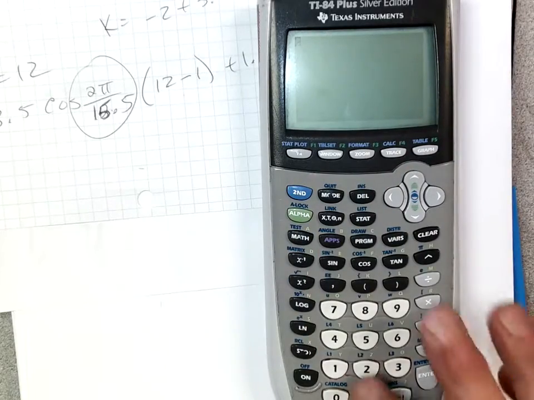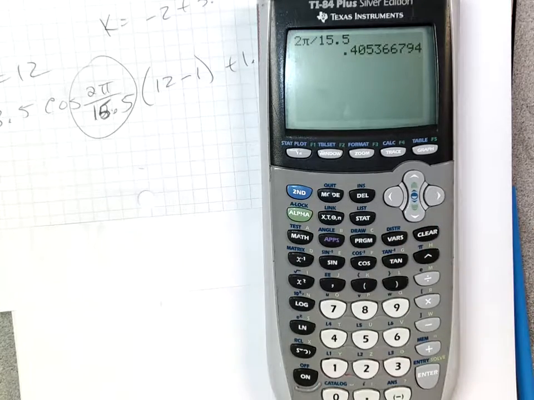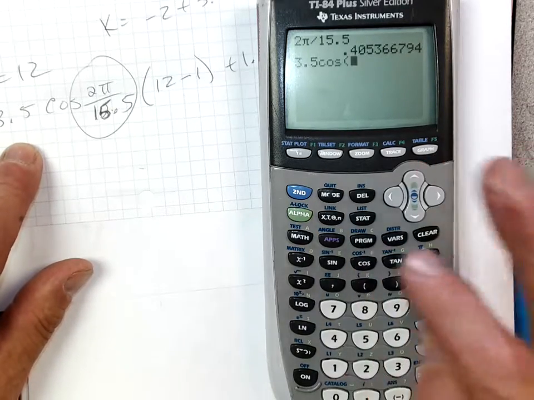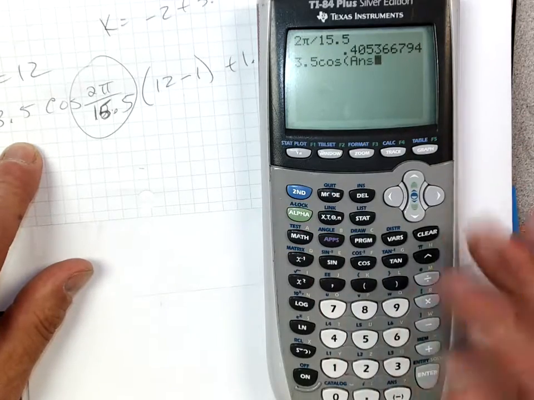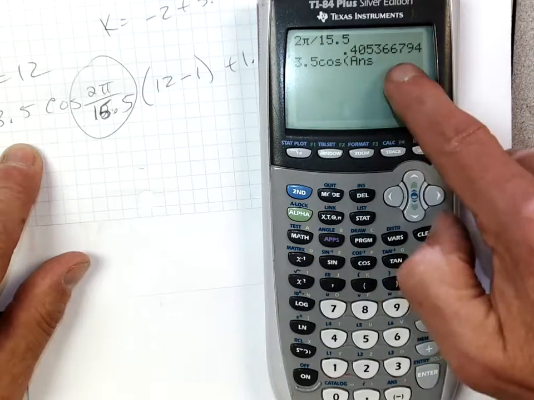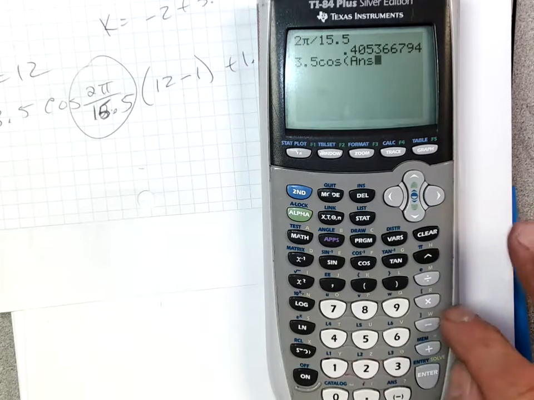So before I do anything, this is what I would do. You don't have to do it, but I would go 2 pi divided by 15.5. I'm going to get the decimal answer, okay? So I don't have to type it in again, okay? So I'm going to go 3.5 cosine, answer. Ooh, what's the answer? It's that right there, isn't it? So I don't have to worry about parentheses and double parentheses, right? I mean parentheses, parentheses, parentheses. Just that, right? Times 11.